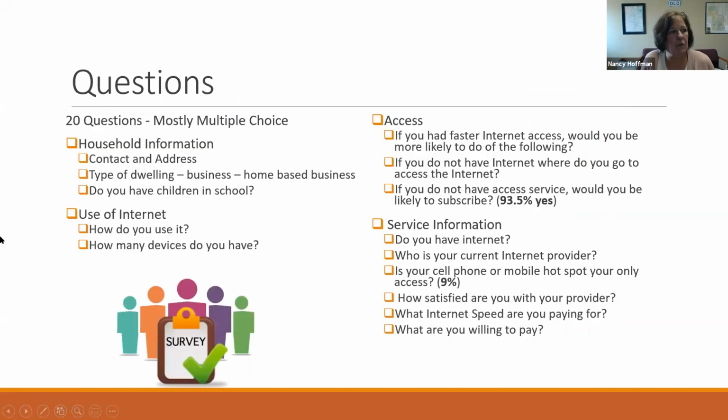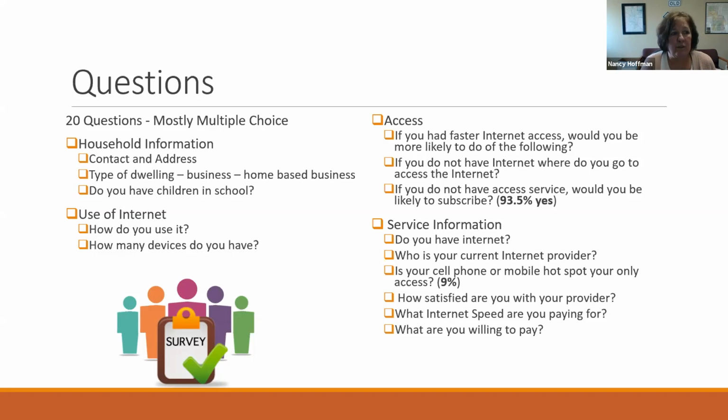We asked 20 different questions. We asked just basic household information. We needed to know the address so we could weed out duplicates. Plus we wanted to know where they were located within the county to make sure that we were getting a good broad base. Children in school, type of dwelling, how to use the internet, how many devices do you have? We asked questions in regards to access. If you had faster internet access, would you be doing more of the following? Most of these were multiple choice. We wanted to make it easy and fast, but a lot of them we did open up with other comments so we could hear how they're using it.